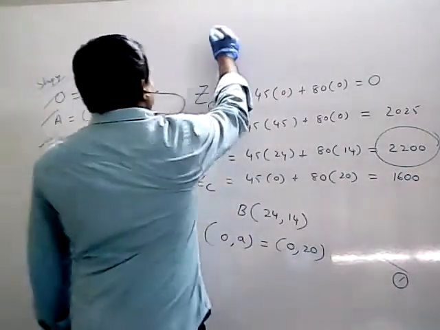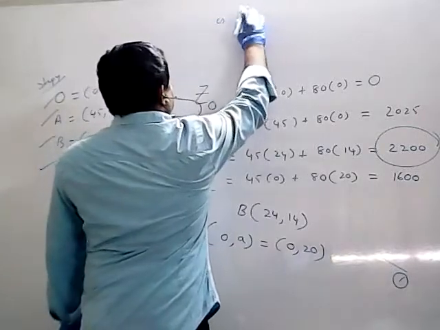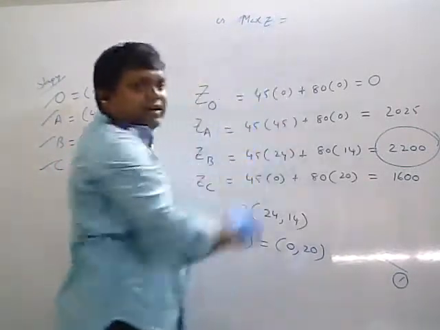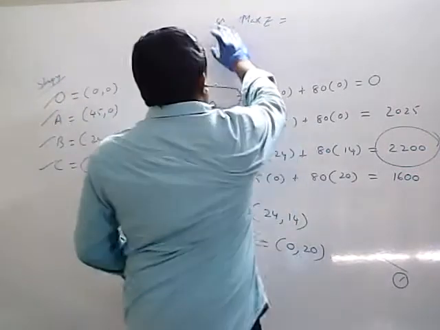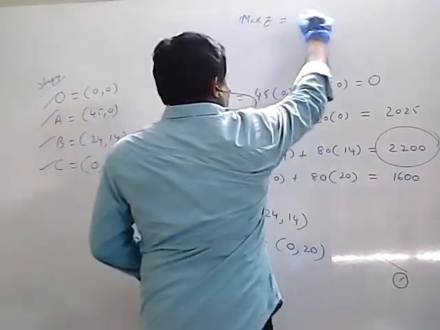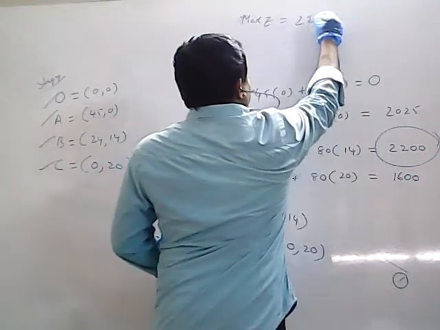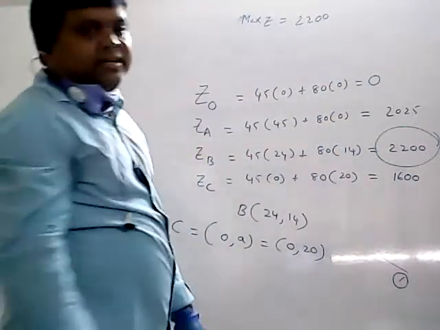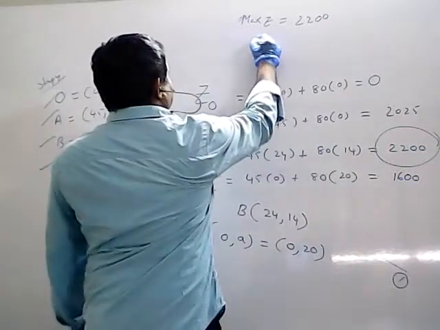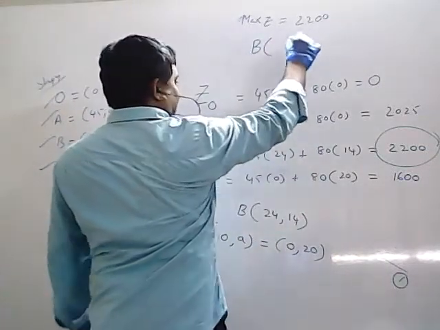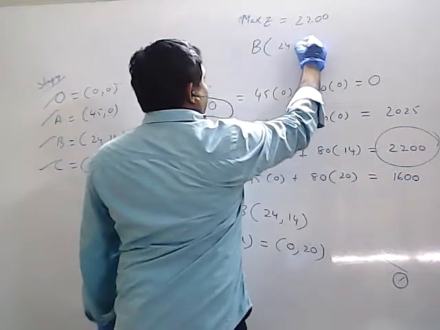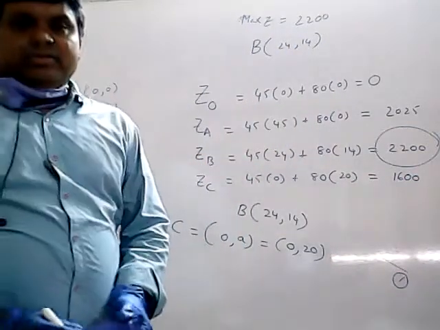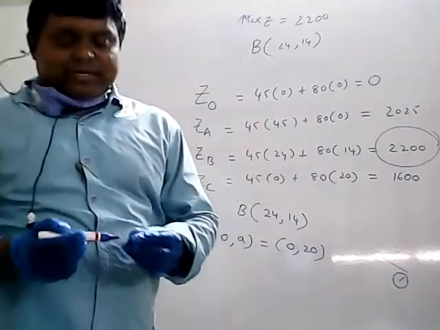Graphical method is maximum Z equal to, what is the value again? 2200, at the point, what is that point? At the point B (24, 14). So this is the solution of a graphical method.